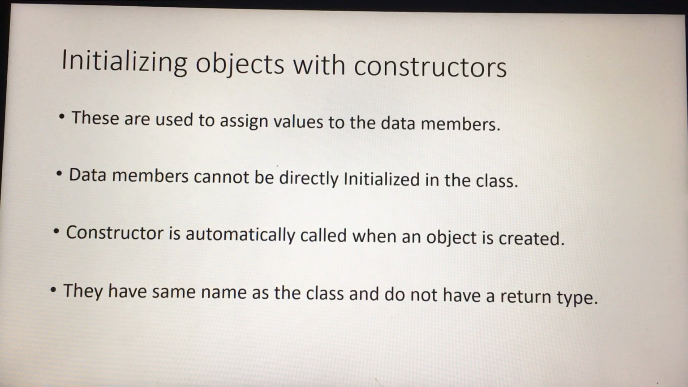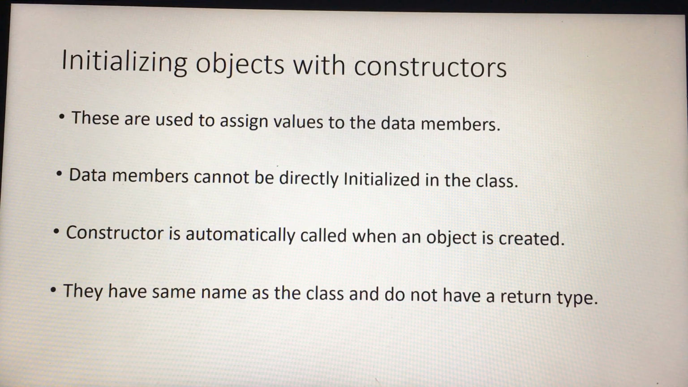So, initializing objects with constructors. When you write code for a class, it is necessary for us to make the code reusable. So we place the class in a separate file for its reusability. Constructors are used to assign values to the data members. Data members cannot be directly initialized in the class. A constructor is automatically called when an object is created. It has the same name as the class and does not have a return type.